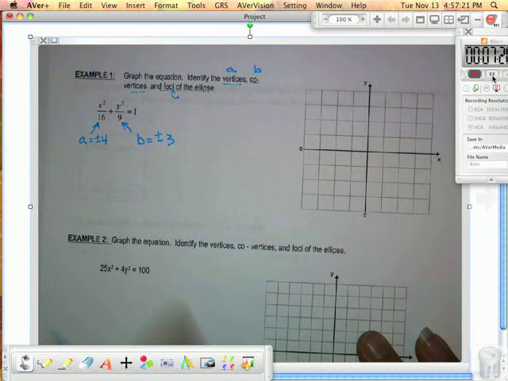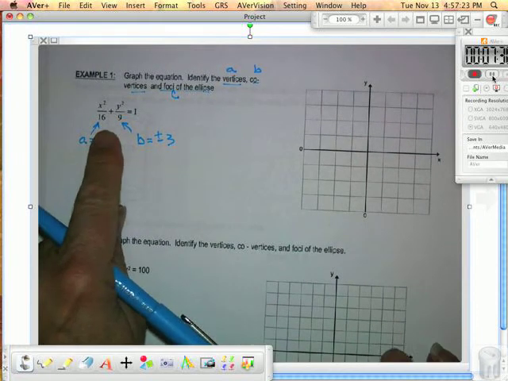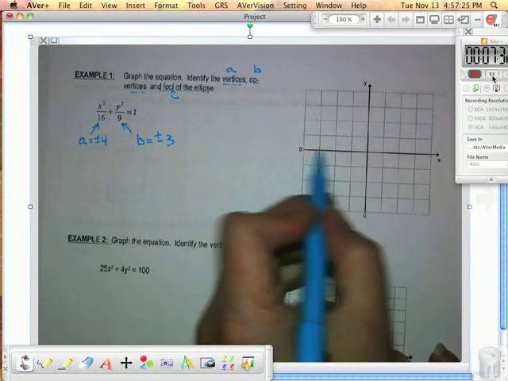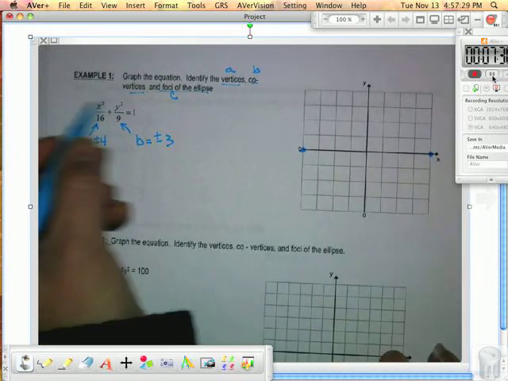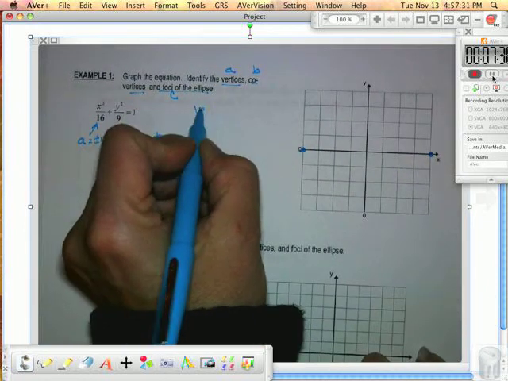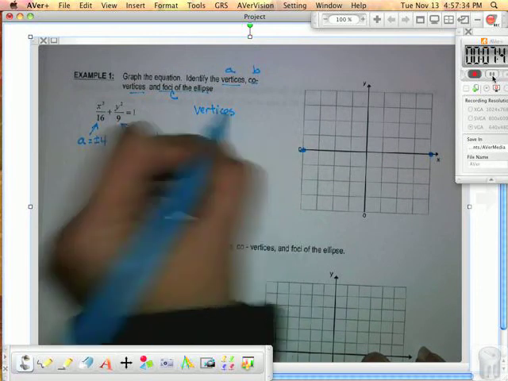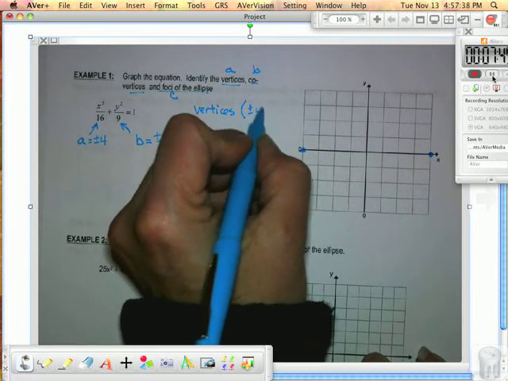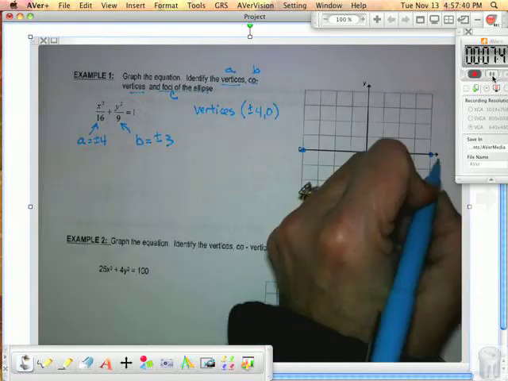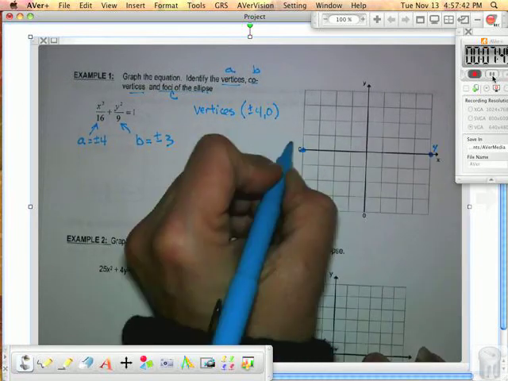So again, since this is under x, 4 and negative 4 is going to go on my x-axis. So here's a vertex and here's a vertex. And automatically I'm going to write here vertices are plus or minus 4, 0. Those are my two vertices. So here and here. Okay?